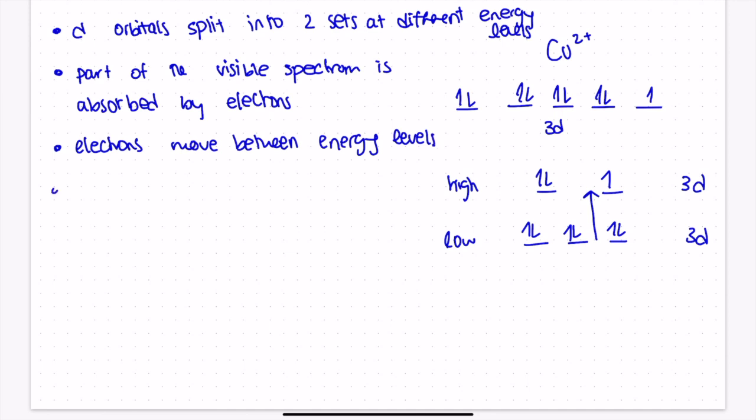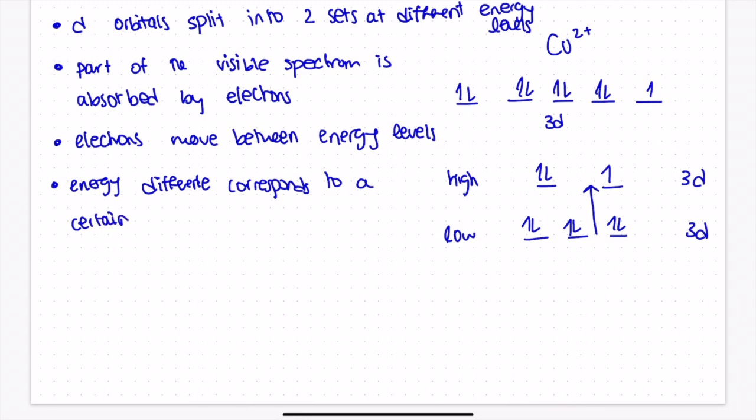And then lastly, we said that the energy difference corresponds to a certain wavelength of visible light. These are all points that are justified by my explanation. However, they can be worded in any way. Any 3 of these points should be targeted to get the 3 marks. And this is how we solve this question. Thank you.